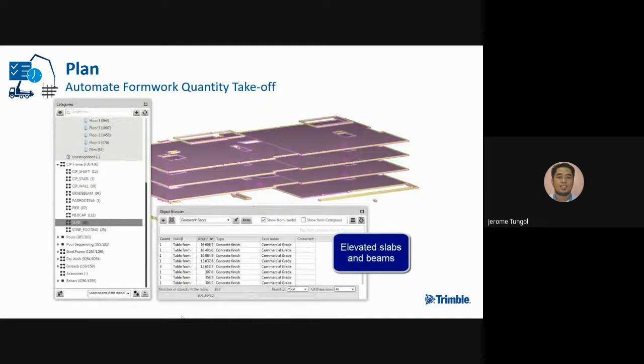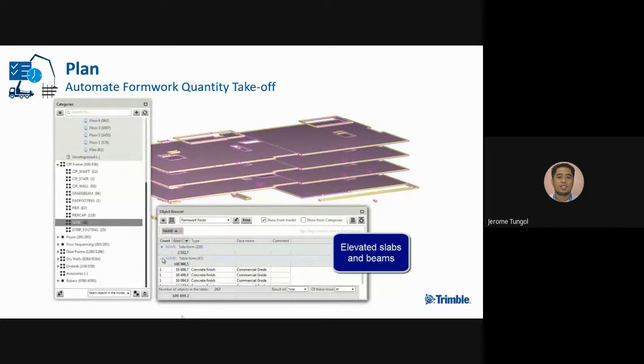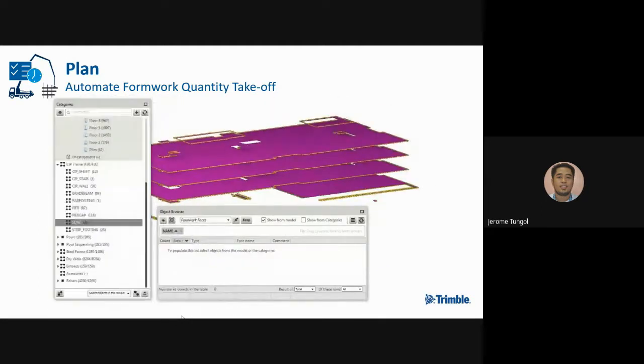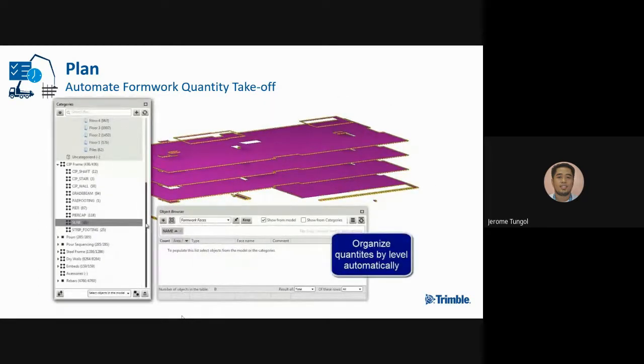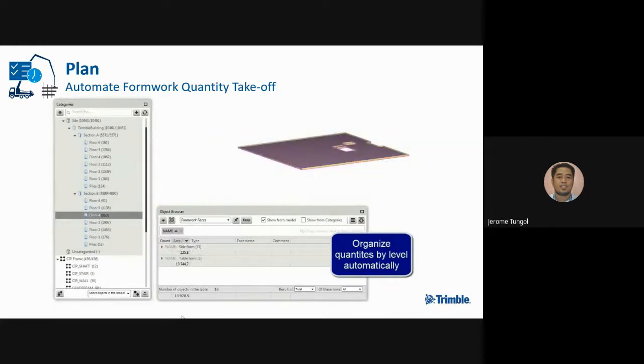Also, the best part is that you can easily quantify formworks for slab and beams automatically in just one click. And also by floors. So if you want a specific slab on the floors, you can do that.